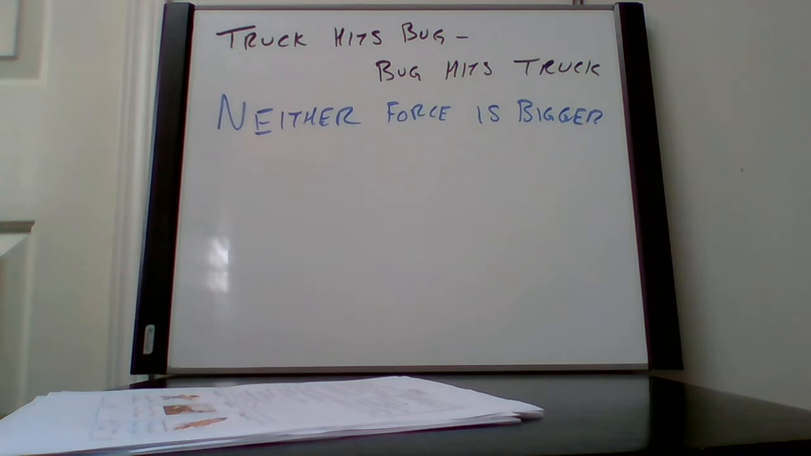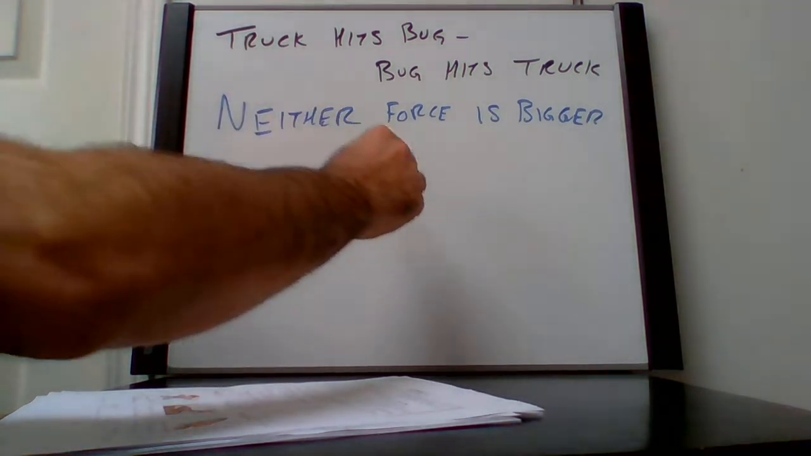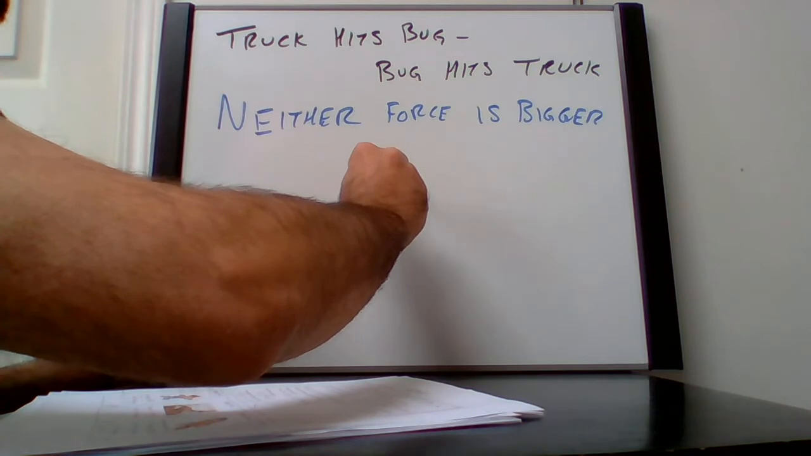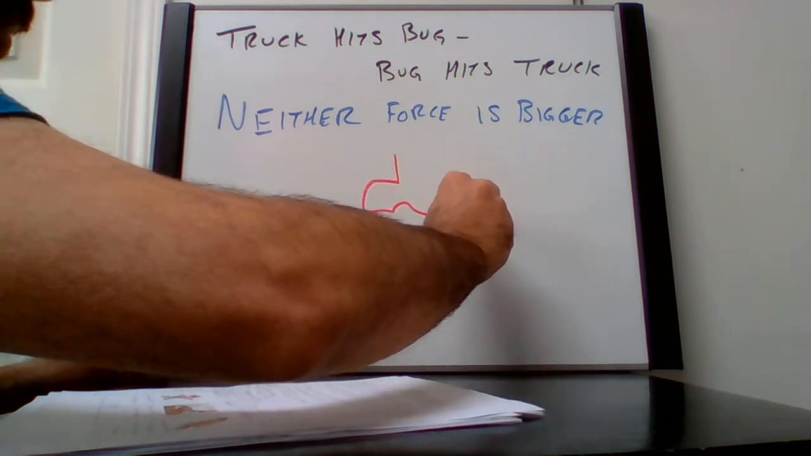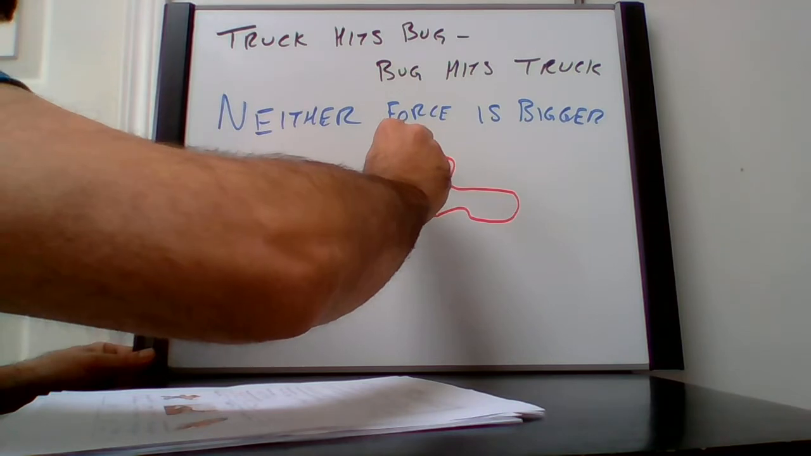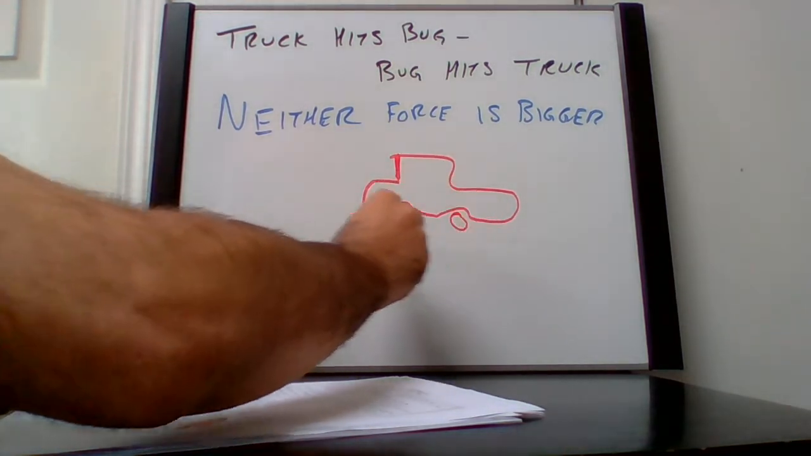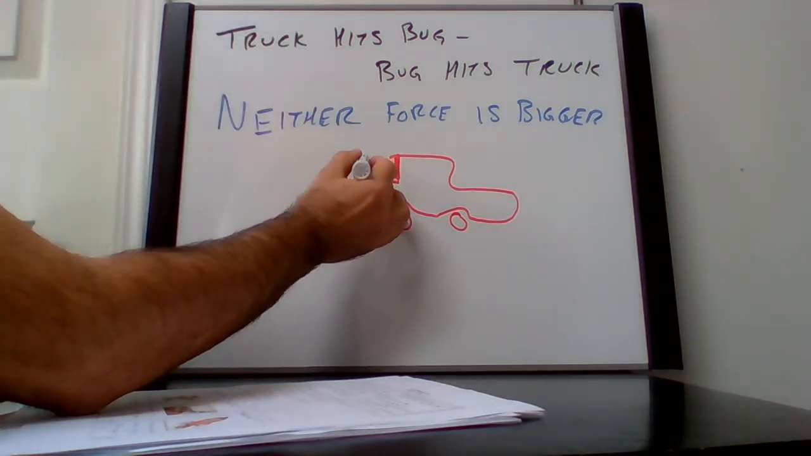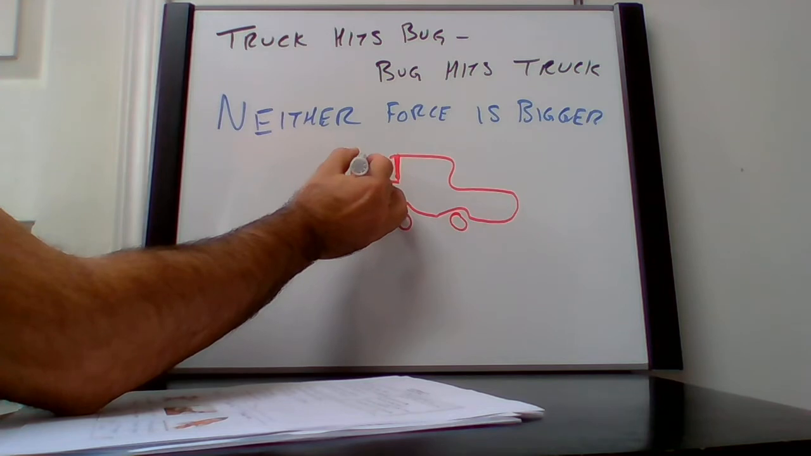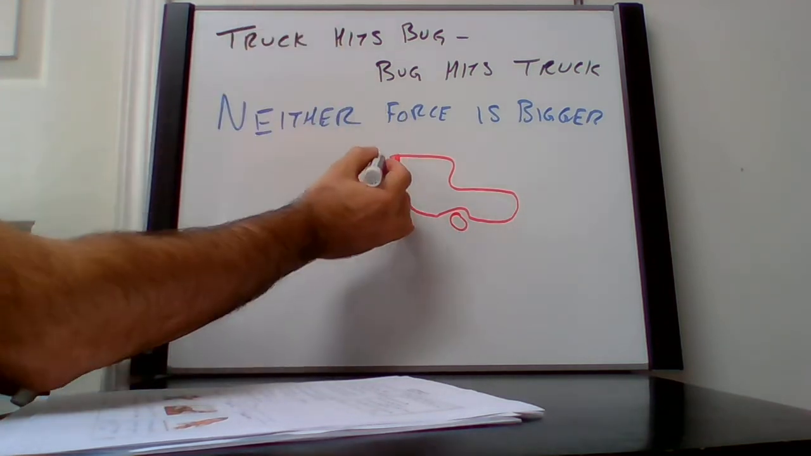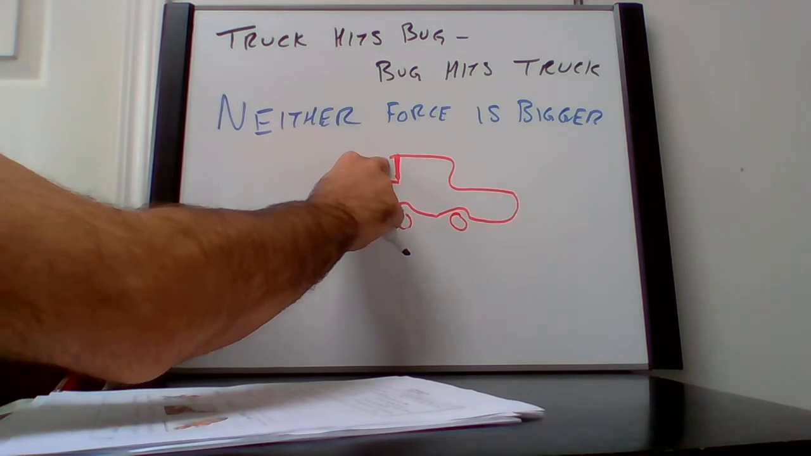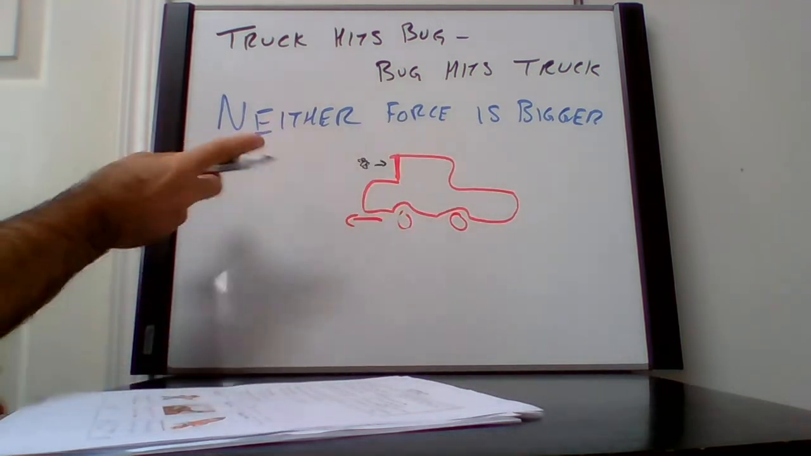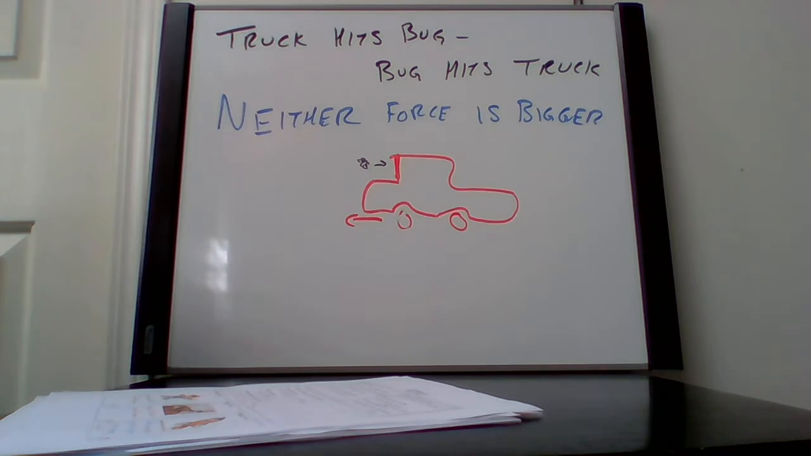If we think about this situation, here is a terribly drawn truck. Here's the windshield. Our truck's going this way, and we've got our little bug flying into the windshield. This is where we get that opposite situation, right? The bug is going this way, the truck is going this way. So we have that situation, and neither one of these forces is bigger.